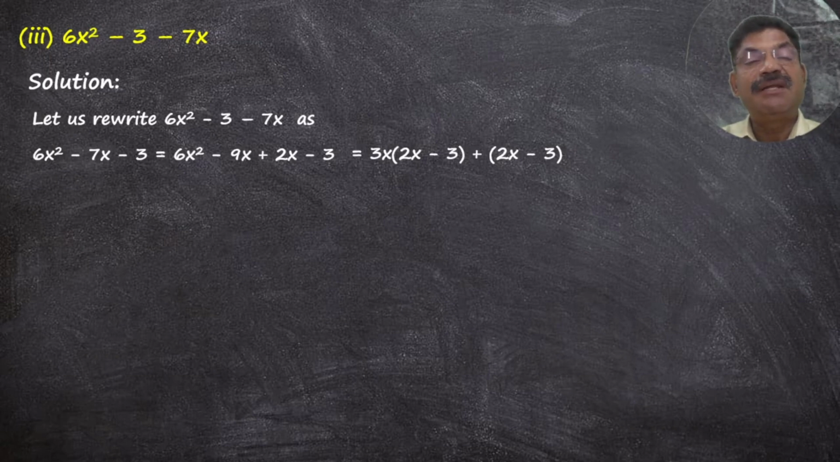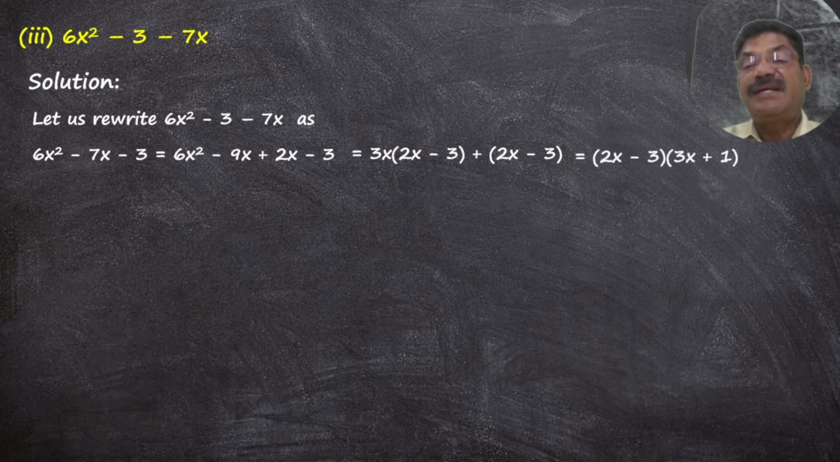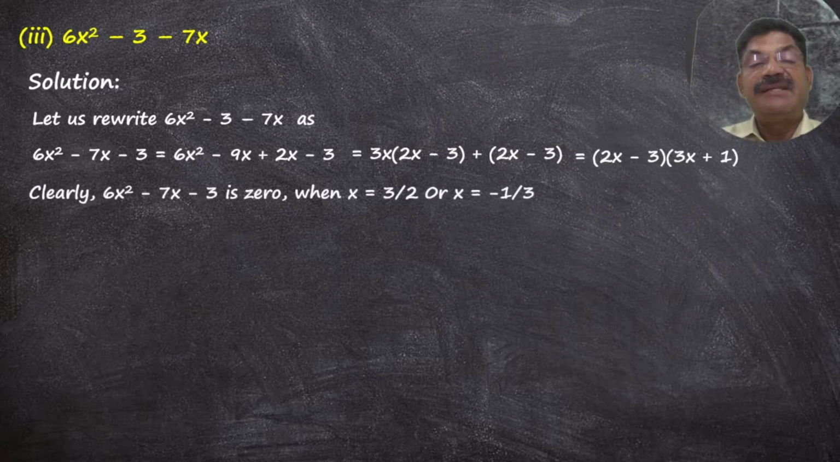Again you rewrite the polynomial as 6x square minus 9x plus 2x minus 3, which is equal to 3x into 2x minus 3 plus 2x minus 3. So 2x minus 3 is common. So take it outside. You get 3x plus 1 as a factor. Therefore, you can easily find the zeros of the polynomial. They are x is equal to 3 by 2 and x is equal to minus 1 by 3.